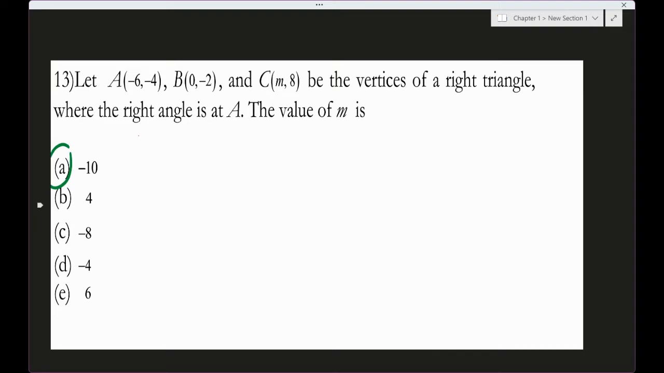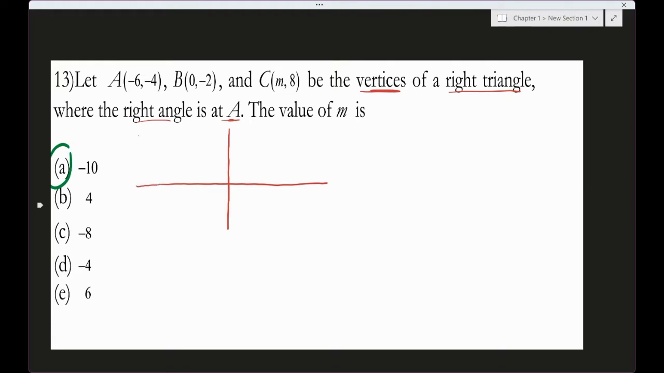Hello, in this video, we'll be solving this particular problem. We're given 3 points: A with coordinate -6, -4, B with coordinate 0, -2, and C with coordinate m, 8. But we are told that A, B, C are the vertices of a right angle triangle, and the right angle is at A. So we want to find the value of m.